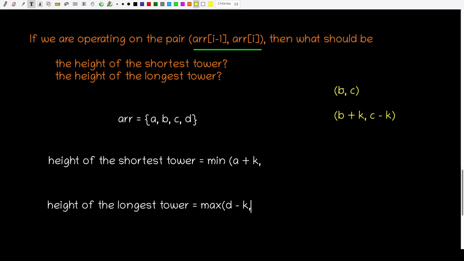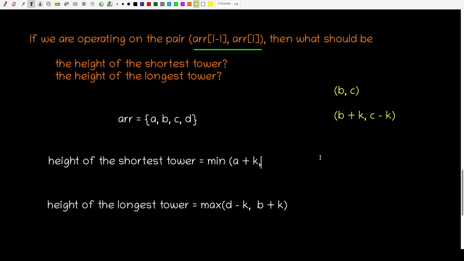minus K. Now when we alter the height of tower B to B plus K, then it might be possible that this becomes the tallest tower, because of which B plus K has to be compared with D minus K in order to determine the height of the longest tower. So when we are computing the height of the longest tower, what we have to do is compute the larger of D minus K and B plus K. So let us compute this.